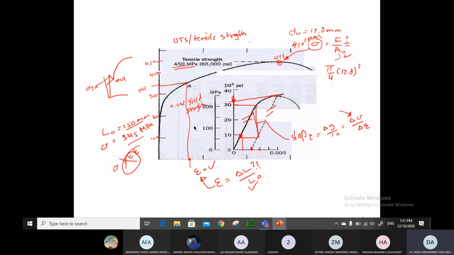Since you are in the plastic zone, you can use a different formula, like Holloman's rule, or you can use the curve itself, as you can see, intersect at that point and get the values of the strain. Any question? I guess not. Very simple. It is simple, I know.